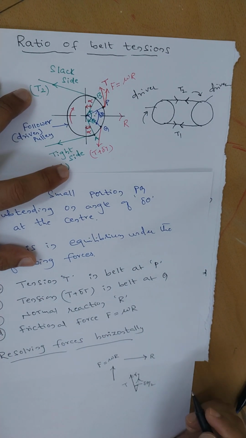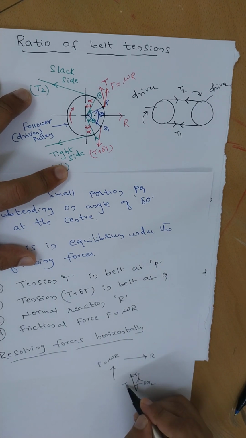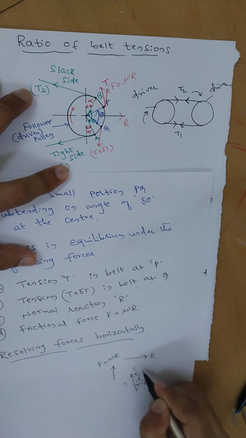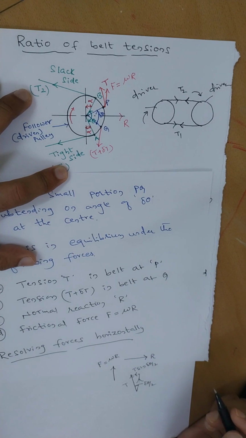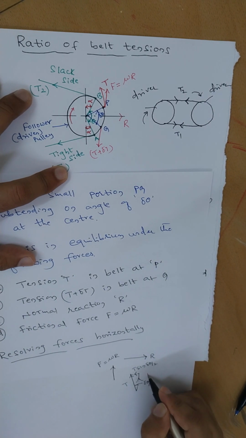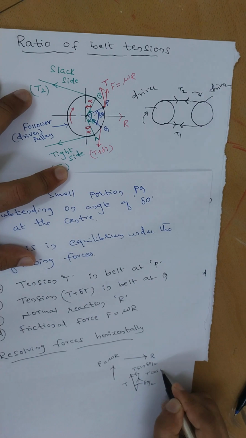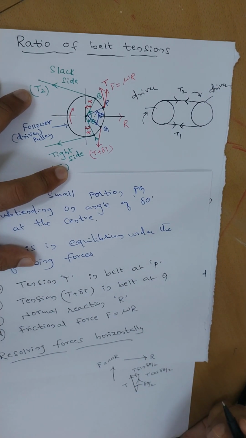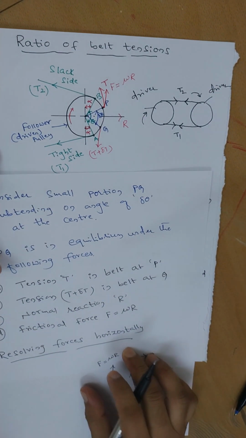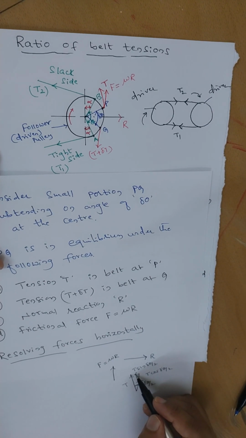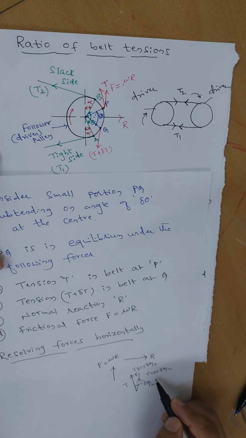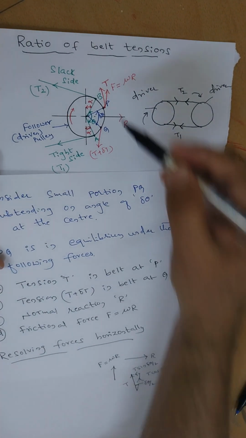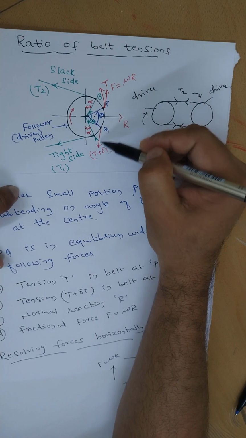Can you tell me what these horizontal and vertical forces are? If this is T, this will be T into sine d theta by 2, and this one T into cos d theta by 2. You need to resolve T, one horizontal, one vertical. I resolved it: T into sine theta by 2, T into cos theta by 2. This T is finished.